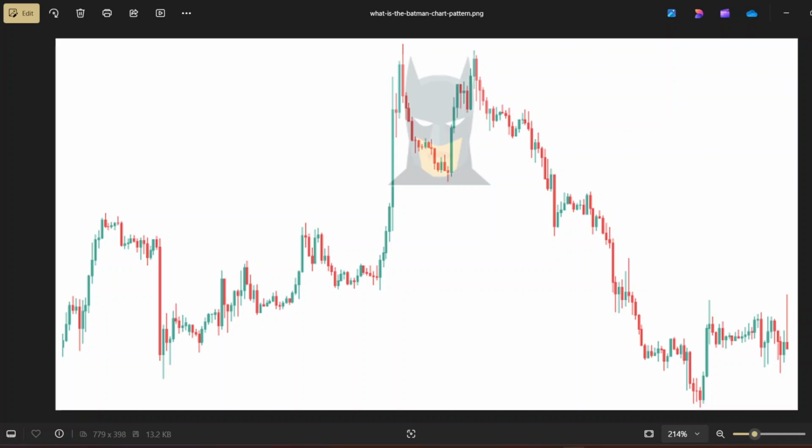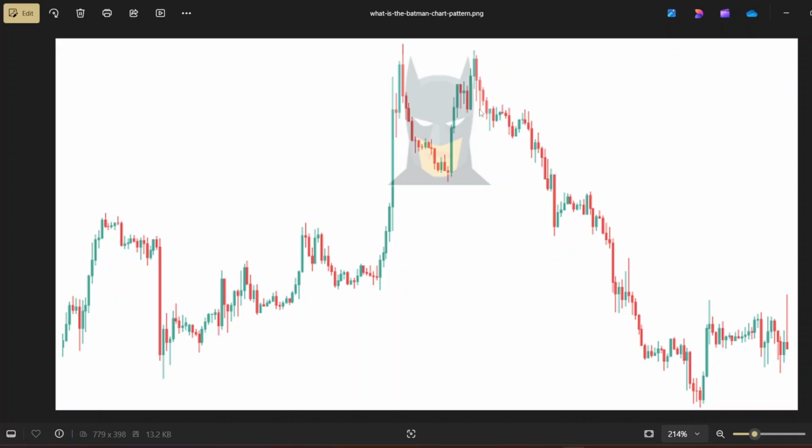So if you want to learn how to identify the Batman chart pattern and use it to predict price movements, then stay tuned. First things first, what exactly is the Batman chart pattern? Well, as the name suggests, it looks like the iconic Batman logo. It's a reversal pattern, which means it indicates that a trend might be about to shift direction. Think of it as a signal that the market could be gearing up for a significant move.